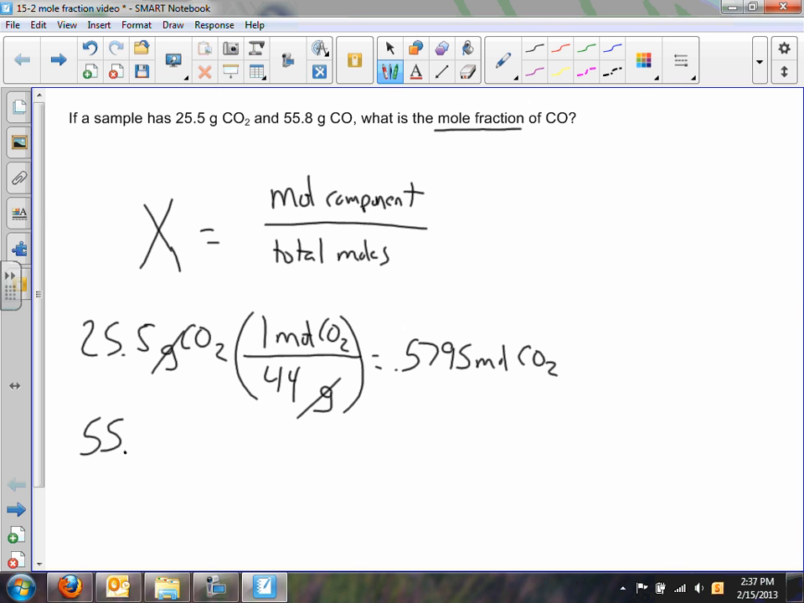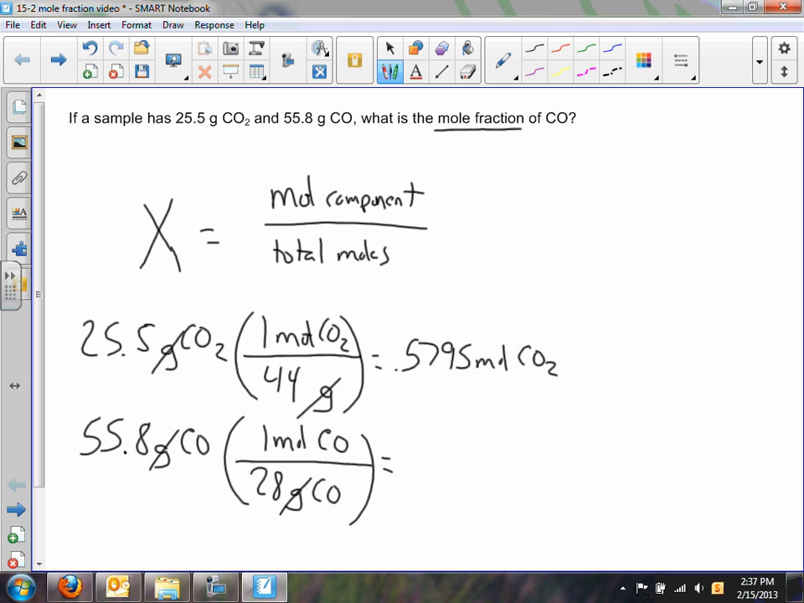I also need to change my 55.8 grams of CO into moles. Well, again, from the periodic table, I've got 12 for carbon plus 16. That would be 28 grams of CO for every 1 mole. Grams cancel out. When you take your 55.8 divided by 28, you get 1.993 moles of CO.